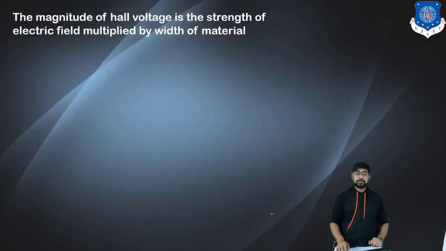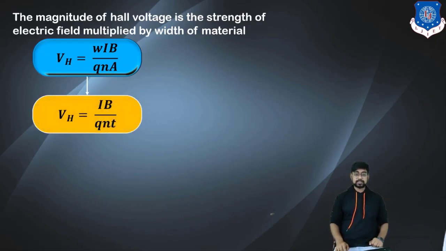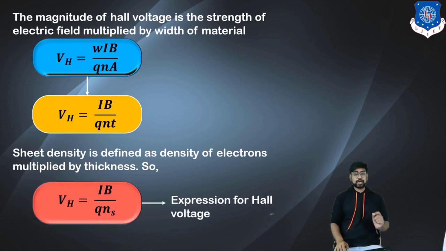Okay. So now the magnitude of the Hall voltage is the strength of the electric field multiplied by the width of the material. So when we are getting that VH, the Hall voltage is equal to IB upon q n A. So that can be expressed as VH equals IB upon q n into thickness. Now the sheet density is defined as the density of the electrons multiplied by the thickness. So ultimately the Hall voltage you will be getting is VH equals IB upon q Ns, and this is the expression for the Hall voltage.